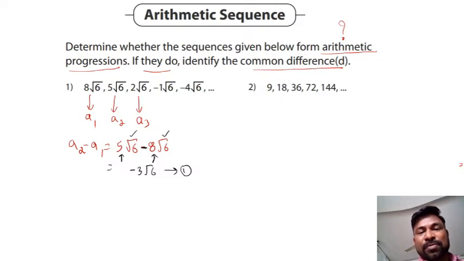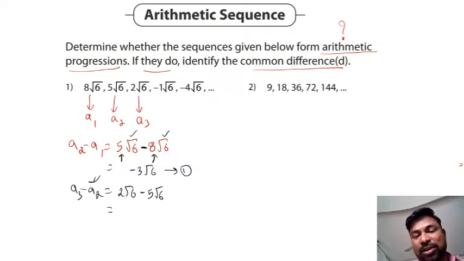Let us keep it aside. Now let us consider A3 minus A2. So what is A3 there? 2 root 6 minus A2, the second term, 5 root 6. It means from 5 root 6 values, we have to remove 2 root 6 values. So if you remove 2 from 5, we'll be getting 3 root 6 values.